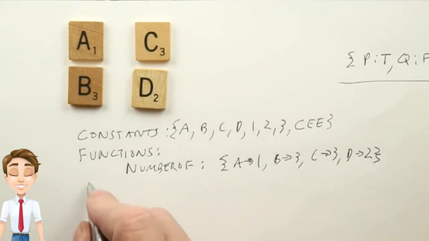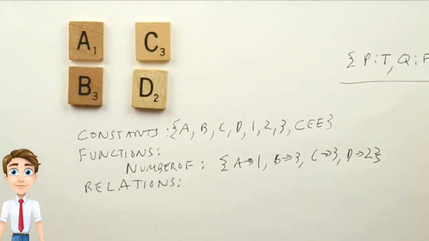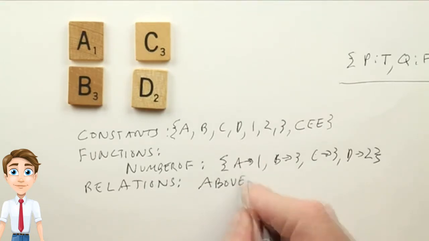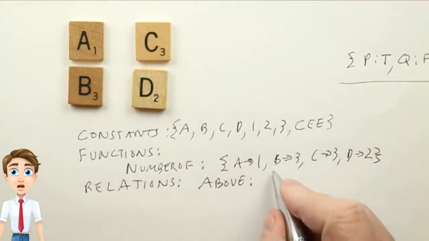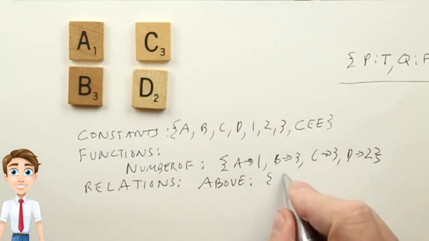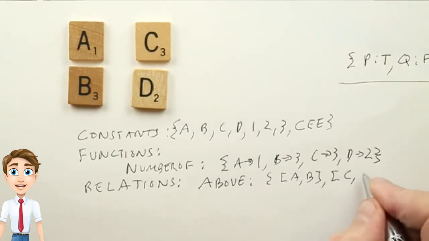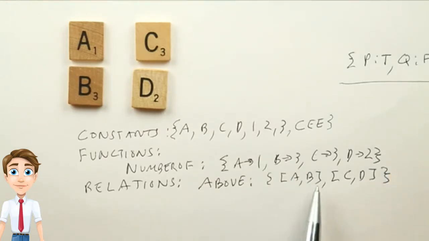And in addition to functions, I can have relations. So, for example, I could have the above relation, and I could say, in this model of the world, the above relation is a set of tuples. Say A is above B, and C is above D. So that was a binary relation holding between 2 objects. Say one block is above another block.